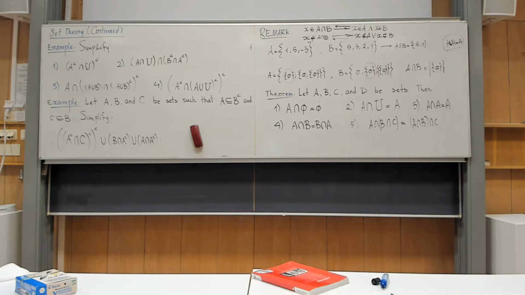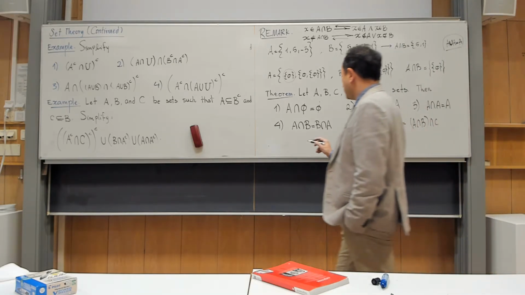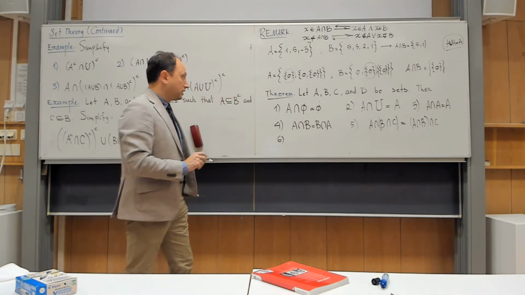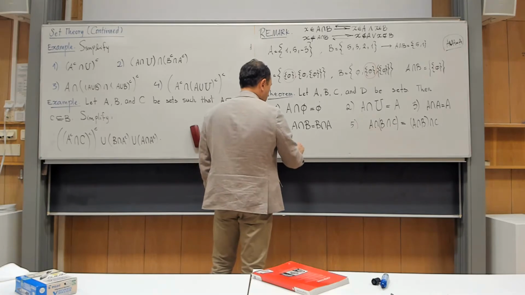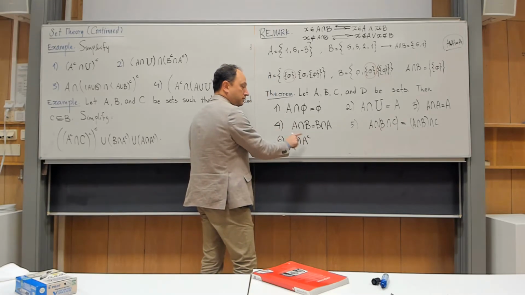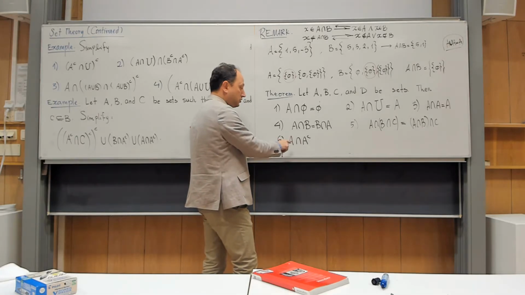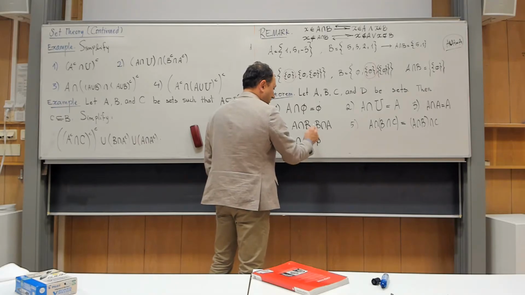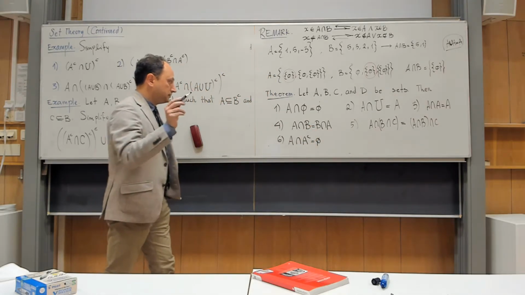Yes? So number 6, what was number 6 there? A intersection A complement. Okay. So A intersection A complement. In the case of union, A complement was the universal set. In this case it is the empty set. Anyone else here?